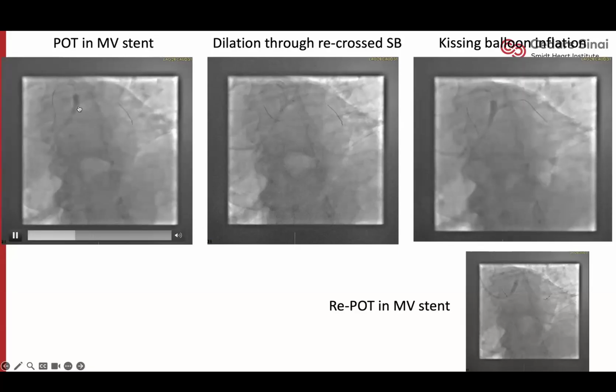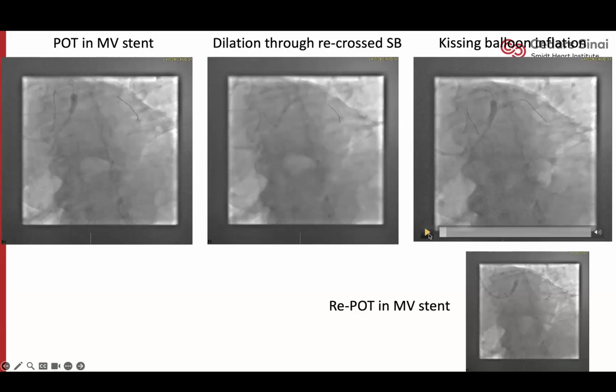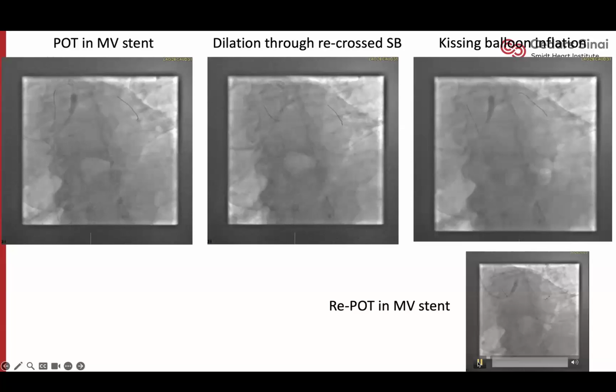Okay. Now, here we perform POT in the main vessel stent, although this actually violates the rule I told you earlier. If we were following this by the book, we would have chosen a POT balloon that did not cross the carina, so a shorter POT balloon. Then we dilate it through the recross side branch and then perform kissing balloon inflation. You can see here, these are our 2 kissing balloon inflations side by side at the same time. Then we perform repeat POT in the main vessel stents.